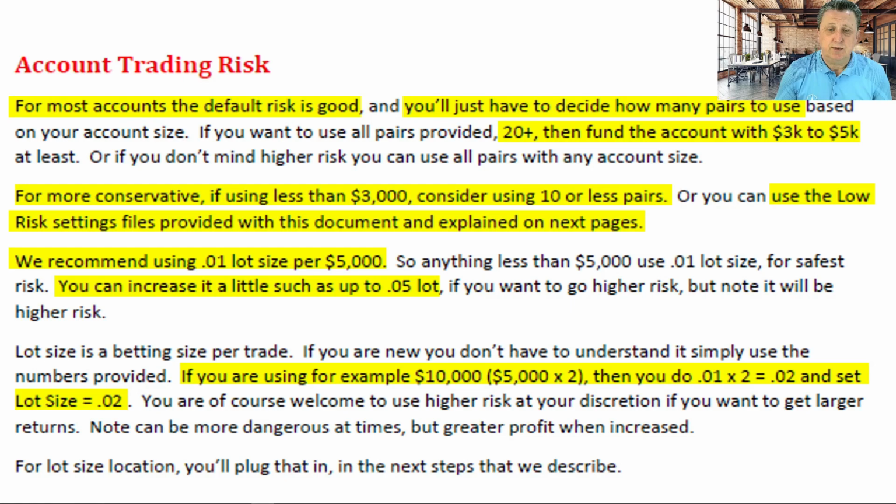Try it on the demo account and then see exactly what that means. You can always increase the lot size later. It's going to be a bit difficult if you start very high and then blow your account. Everything is over before you even figure out what is actually happening. The next part here, again, it says if you're using an example $10,000, then what you do is basically use basic math: 5,000 times 2, then do the 0.01 times 2, and you end up with 0.02 if you are trading a $10,000 account. So that is pretty much self-explanatory, I hope.